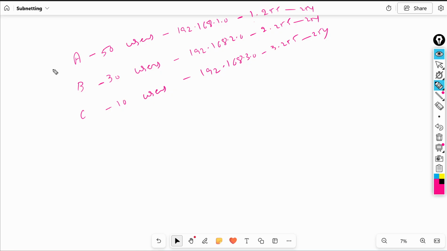But this is not a good thing, right? If you use it like this, it is not a good thing because we will lose more than 600 IPs. Here we will lose 204 IPs, here we will lose 224 IPs, here we will lose 244 IPs, right? Without wasting IPs, if you want to connect these three networks without wasting any IP, we need to do subnetting.